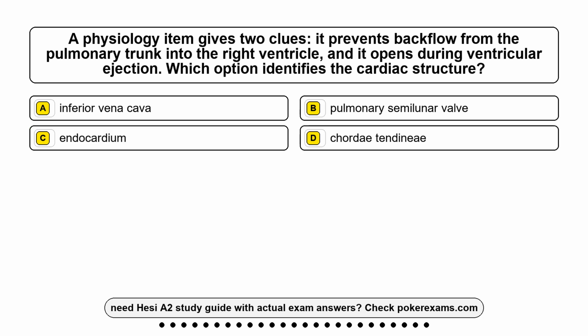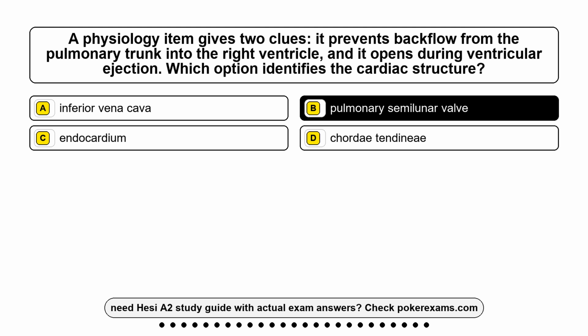Question 6. A physiology item gives 2 clues. It prevents backflow from the pulmonary trunk into the right ventricle, and it opens during ventricular ejection. Which option identifies the cardiac structure? Option A, inferior vena cava. Option B, pulmonary semilunar valve. Option C, endocardium. Option D, chordae tendineae. The correct answer is option B, pulmonary semilunar valve.